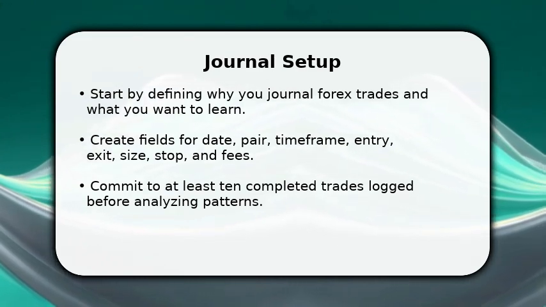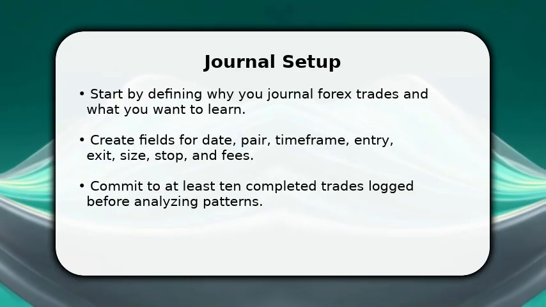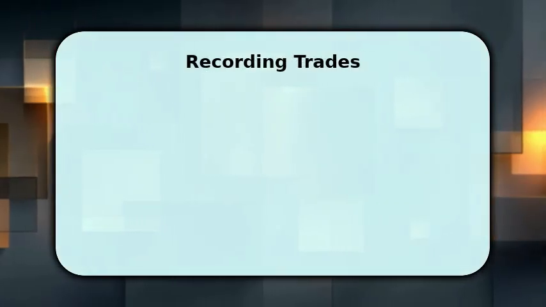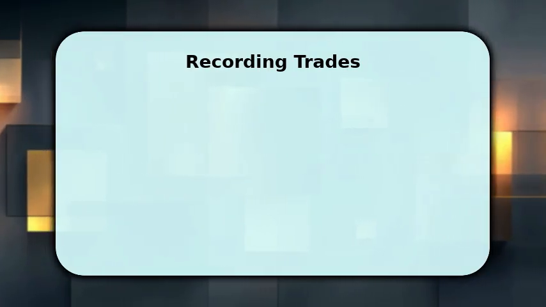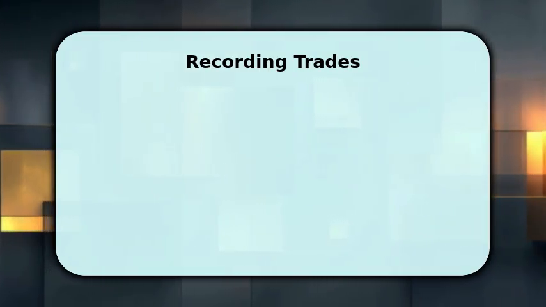Record each trade with precise entry and exit price and exact time. Note position size in units or dollars and risk per trade as 1%. Log stop-loss distance in pips, for example 20 pips, and take profit.